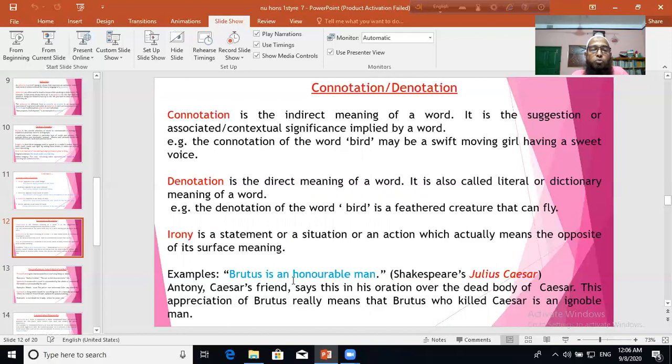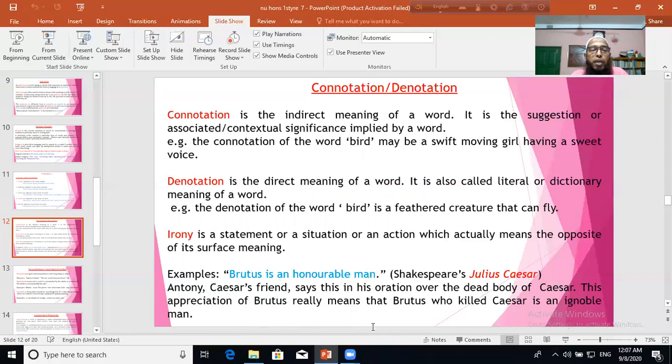Look at the examples. "Brutus is an honorable man." It is said by Antony. It is a quotation from Shakespeare's Julius Caesar, a famous drama. Antony, Caesar's friend, says this in his oration, I mean, his speech over the dead body of Caesar. This appreciation of Brutus really means that Brutus, who killed Caesar, is an ignoble man.